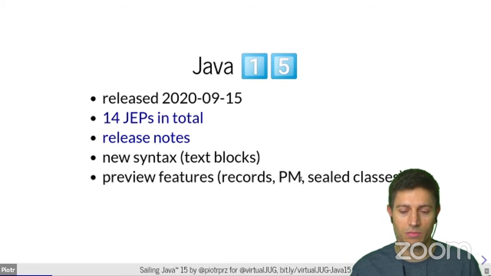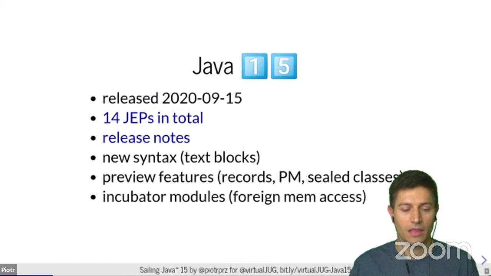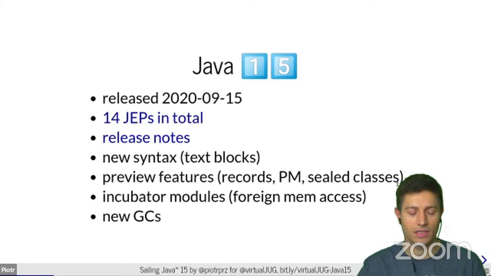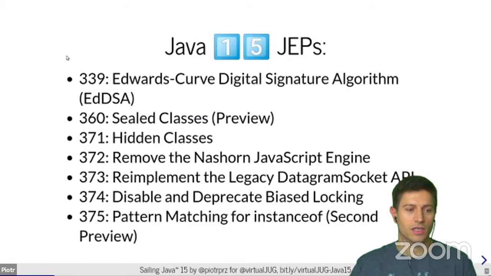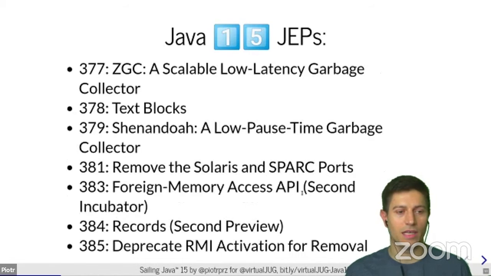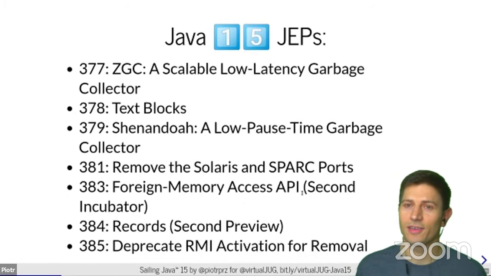This is a second preview feature, while sealed classes are a first preview feature. There are also incubator modules like foreign memory access. And we also have these new GCs, ZGC and Shenandoah. So these are 7 JEPs from Java 15, and here are the other 7 JEPs from Java 15. My job is done. Thank you very much.